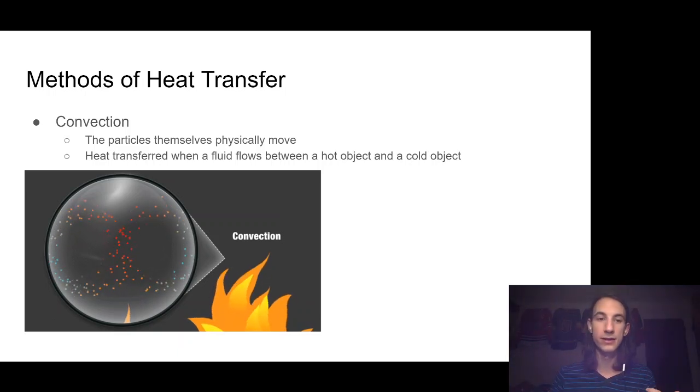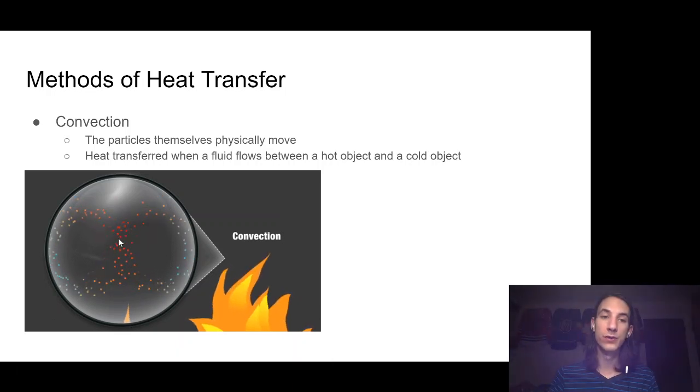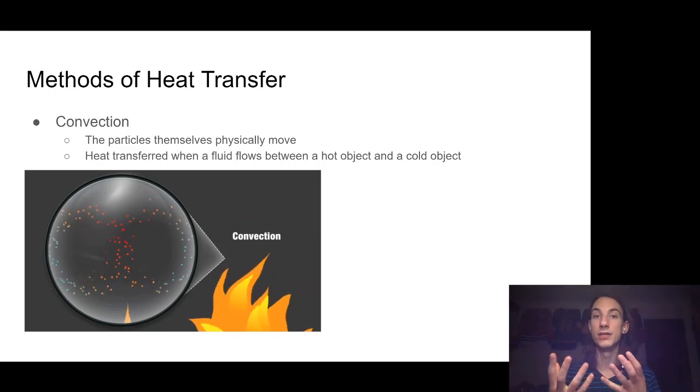So here we see the particles down here, these air particles closer to the fire, they're heating up, they're getting warmer, they're gaining thermal energy from the fire, so we have this heat transfer between the fire and the air, and then the warmer particles become less dense, they start to move up. So if we were up here, we would feel hot because these particles with more kinetic energy, with more thermal energy, are physically coming in contact with us. They're physically moving to us.